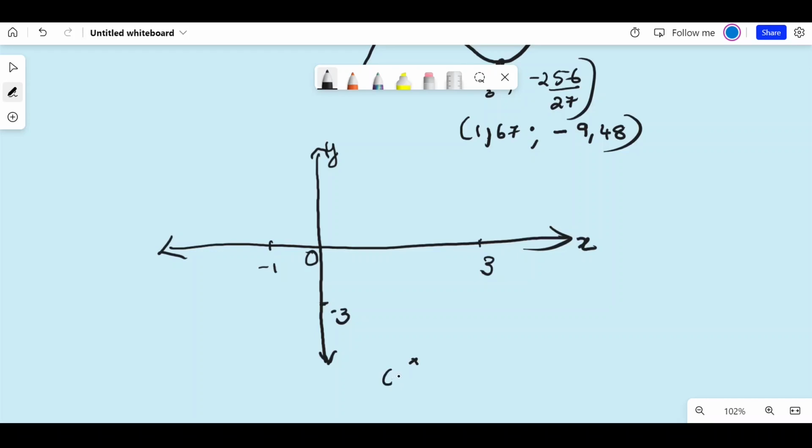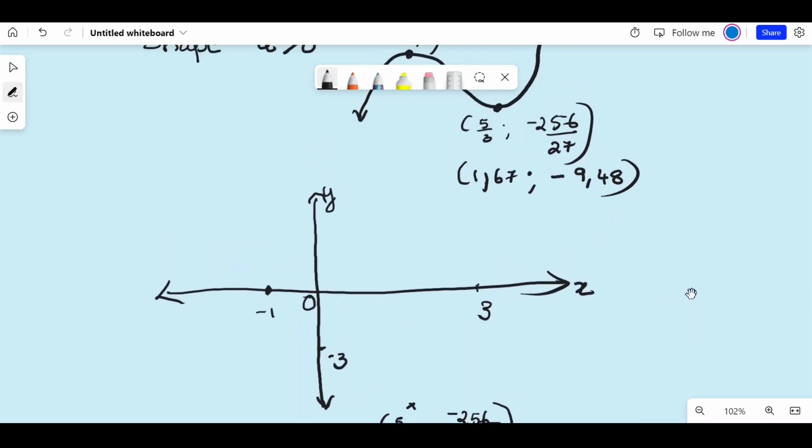So the point is 5 over 3, negative 256 over 27. It's better to leave it without any rounding off. We use the negative 9.48 only to know the position. When it is negative 9, you know it's below negative 3. So this is the other turning point. Because you know the shape of the graph, now you can sketch. You know it turns here. This is the maximum turning point.